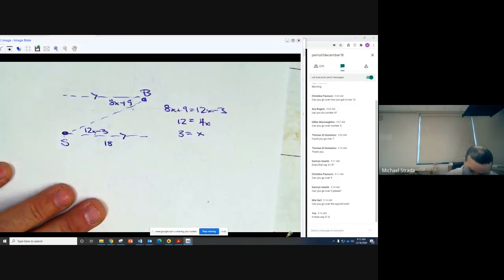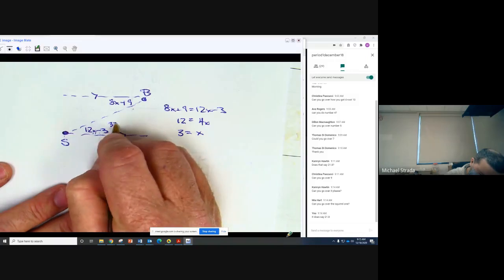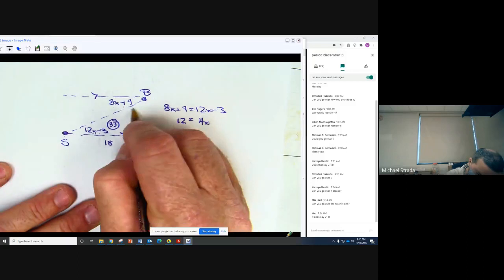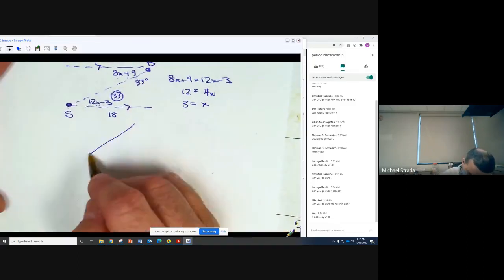I'm then going to plug that in. 12 times 3 is 36. 36 minus 3 is 33 degrees. If I want to check my work, 8 times 3 is 24. 24 plus 9 is 33. So that gives me my angle of elevation of 33 degrees.